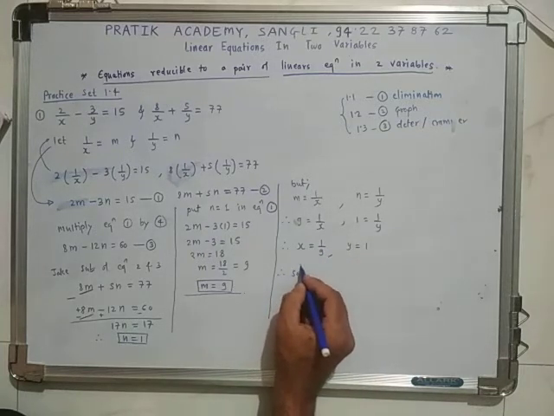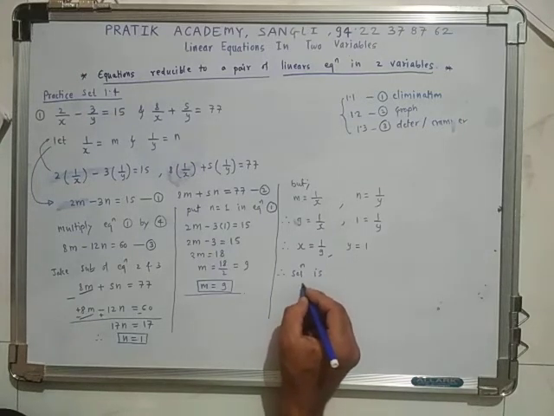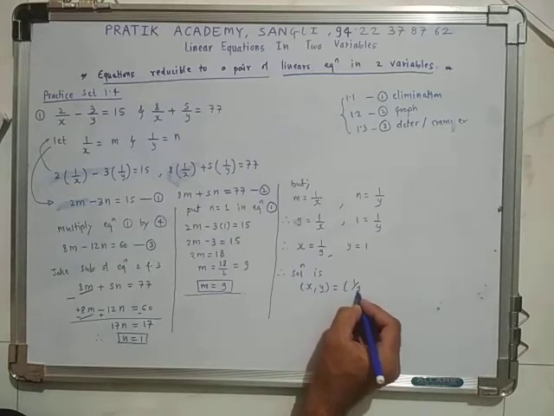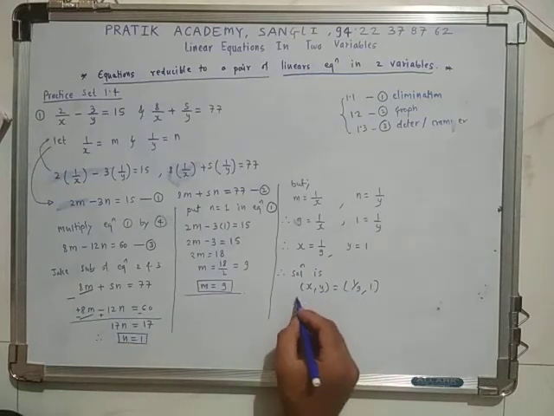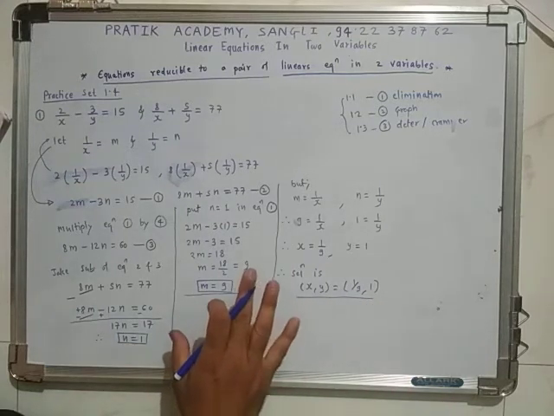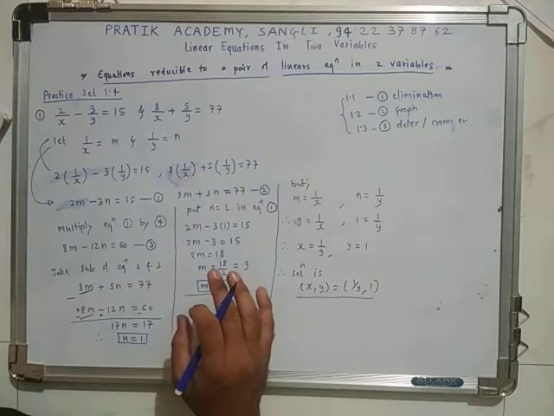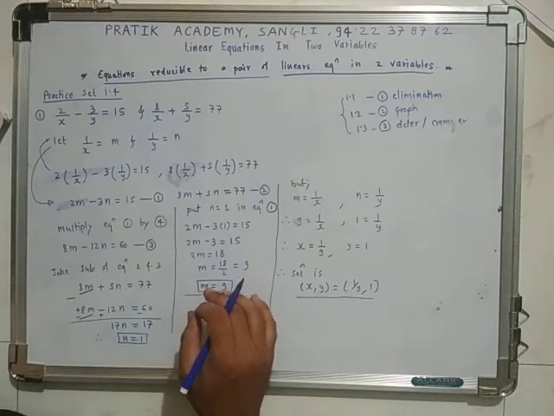Therefore the solution of the problem is x comma y is equal to 1 upon 9 comma 1. So this is the final and complete answer. If you stop here, then your problem is incomplete and you will get fewer marks. So this is the first problem in practice set 1.4.